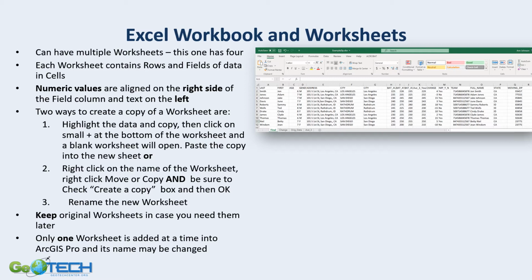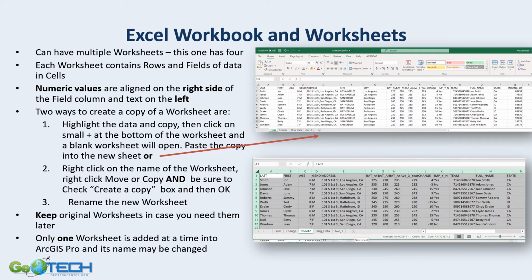There are 2 ways to create a copy of a worksheet. One of them is to highlight the data and copy it, and then click on a small plus at the bottom of the worksheet, and a blank worksheet will open. If you click on that, you can paste into the new sheet. Or you can right-click on the name of the worksheet, choose Move or Copy, and be sure to check the Create a Copy box, and then click OK, and you will have a new one.